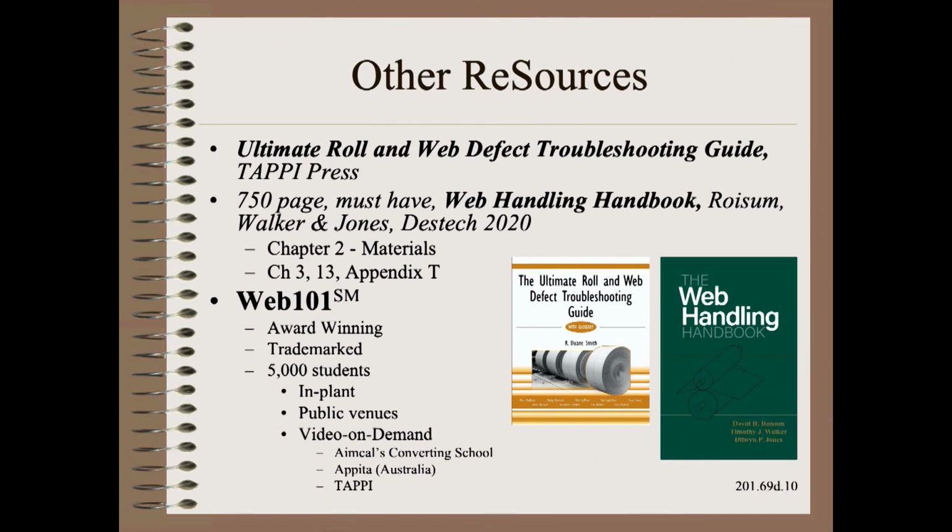There are three starting points to learn more about profile and defects. The first is the must-have Ultimate Roll-In Web Defect Troubleshooting Guide by Tappy Press. This is an encyclopedia of more than 500 defects and much, much more. The second is my must-have 750-page Web Handling Handbook. We have an entire chapter on material properties and measurements, and Appendix T that would be helpful for quality control, troubleshooting, and web handling work.